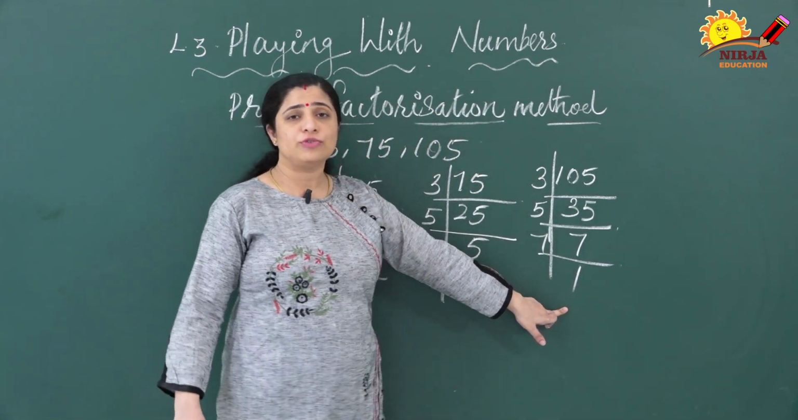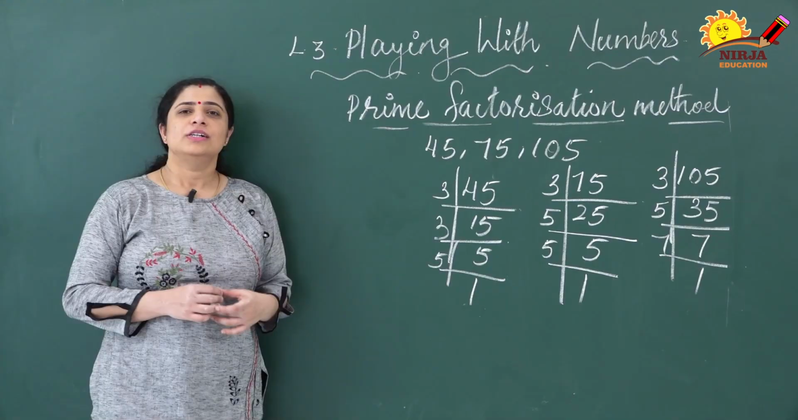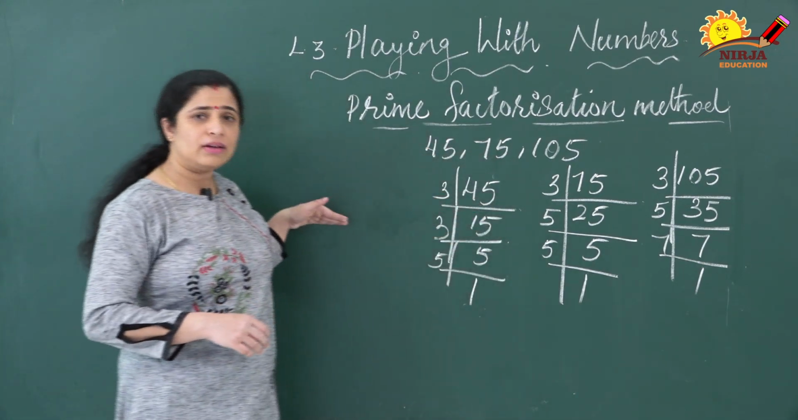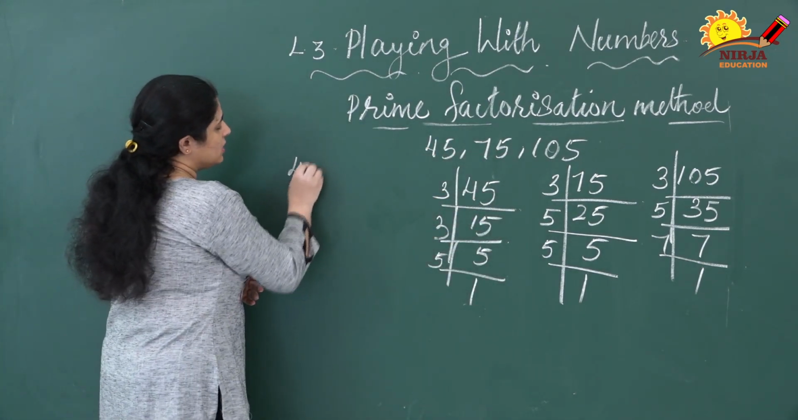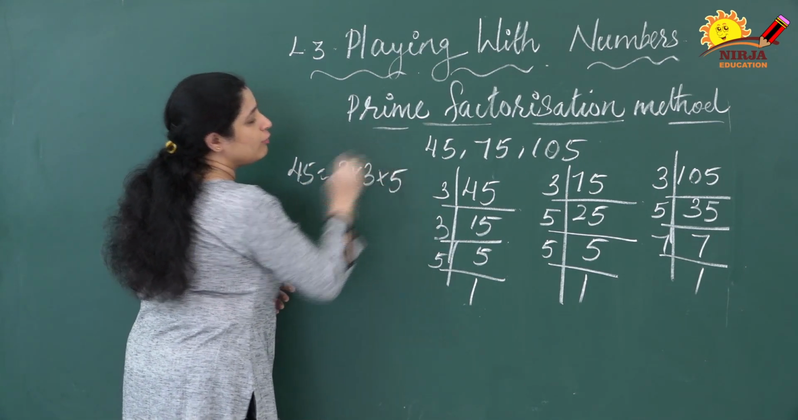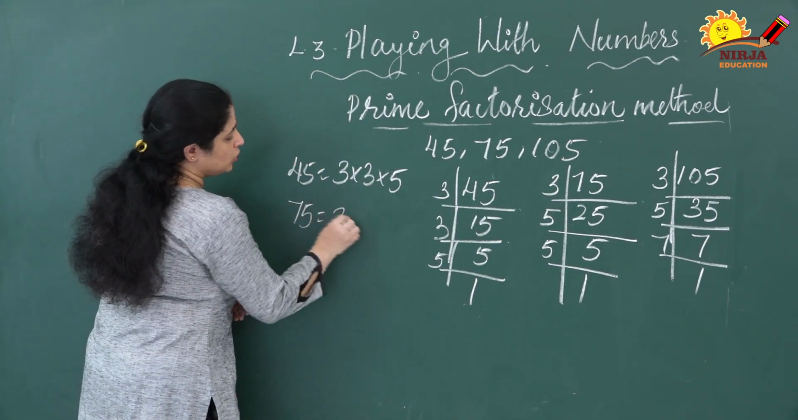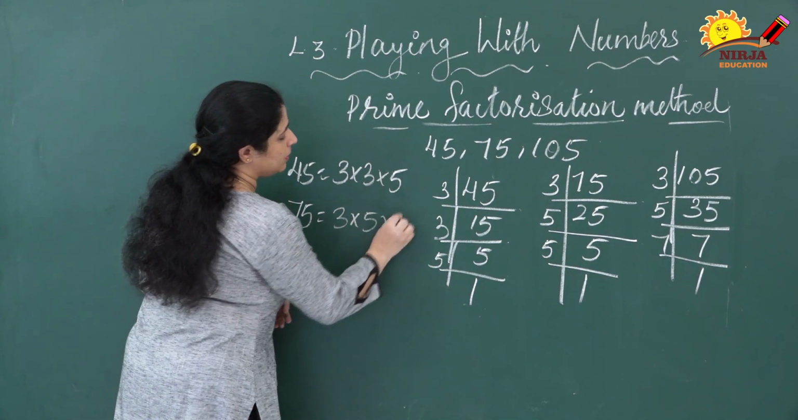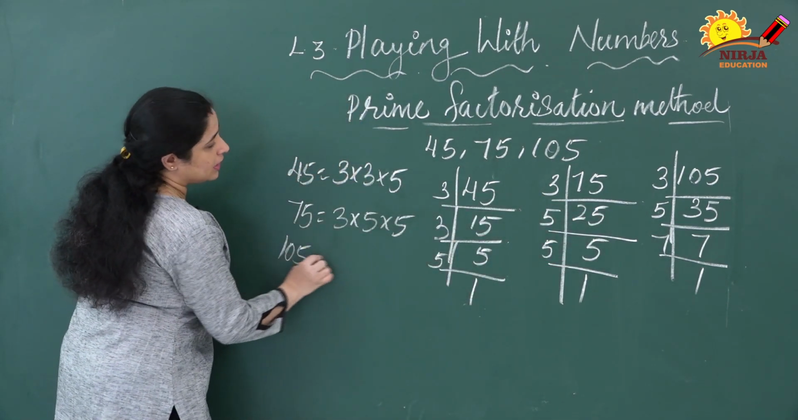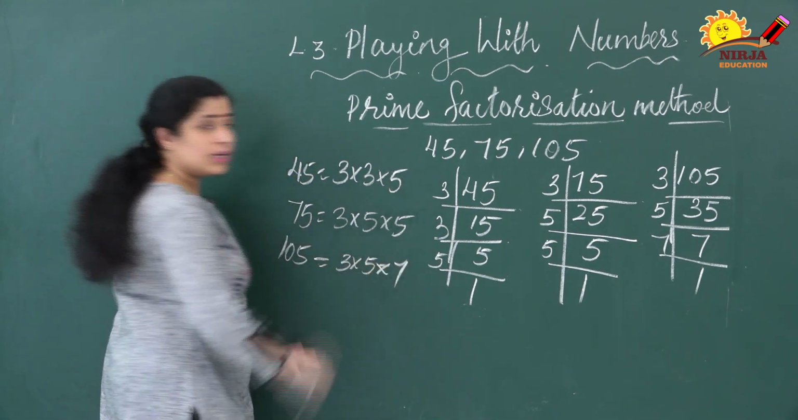Now what you have to find is all the common factors of these numbers. So we have done the prime factorization of these three numbers. I am going to write that here. So 45 is equal to 3 multiplied by 3 multiplied by 5. Now 75. 75 is equal to 3 multiplied by 5 multiplied by 5. Now 105. That is equal to 3 multiplied by 5 multiplied by 7.